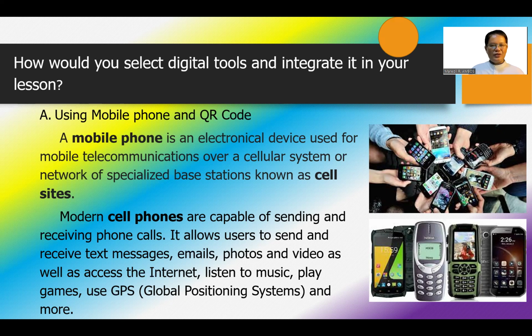Some other cell phones, the modern cell phones rather, are capable of sending and receiving phone calls. And it allows users to send and receive text messages, even emails, photos, and video, as well as access to the internet, listen to music, play games, use the GPS or global positioning system, and more. So we can do a lot of things with our cell phones.